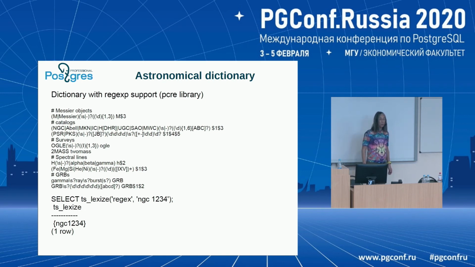Just an example of an astronomical dictionary to look for astronomical objects, because each catalog, and there are hundreds of them, names objects with different words.